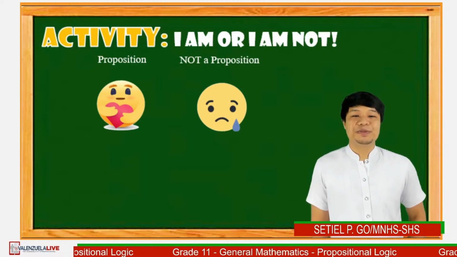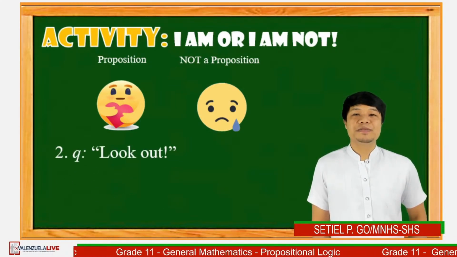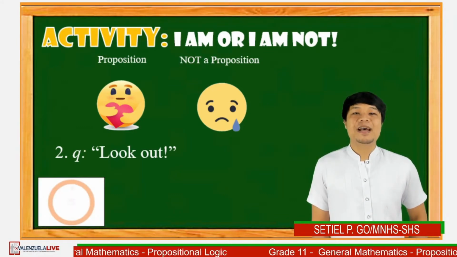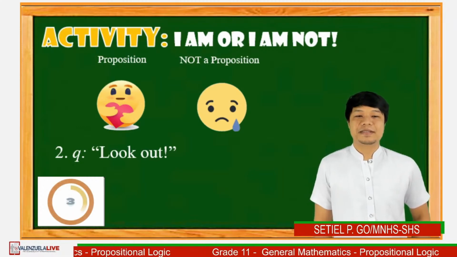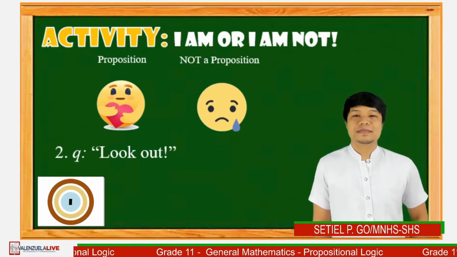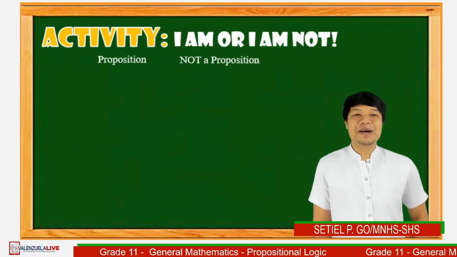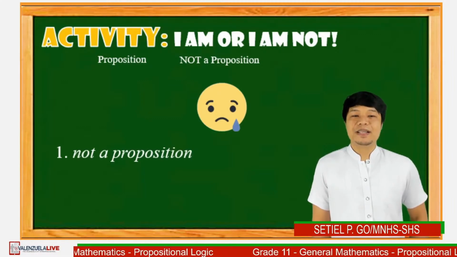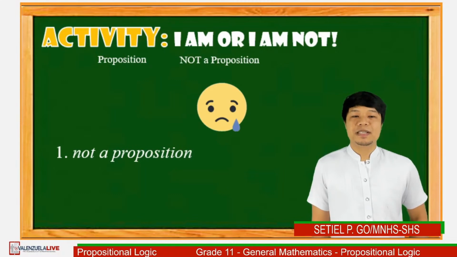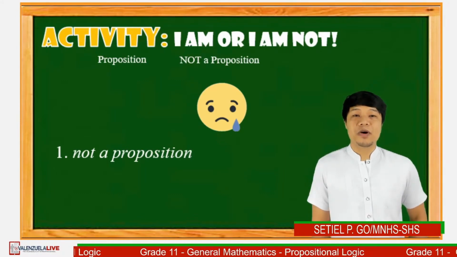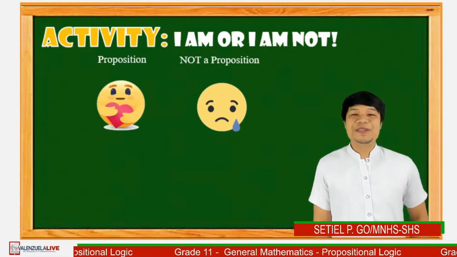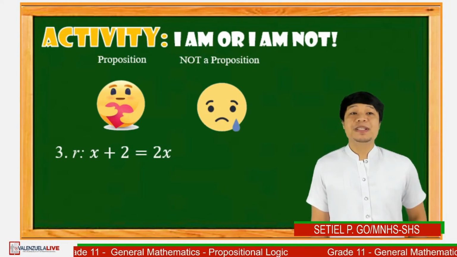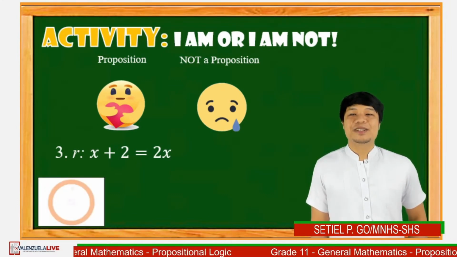Let's have number 2. Number 2, the statement is, look out! 5 seconds. Go! Time's up. If your answer is a sad sign, then you are correct because Q is not a proposition since the statement gives a caution or reminder. Question number 3. Proposition R, x plus 2 is equal to 2x. 5 seconds. Go!